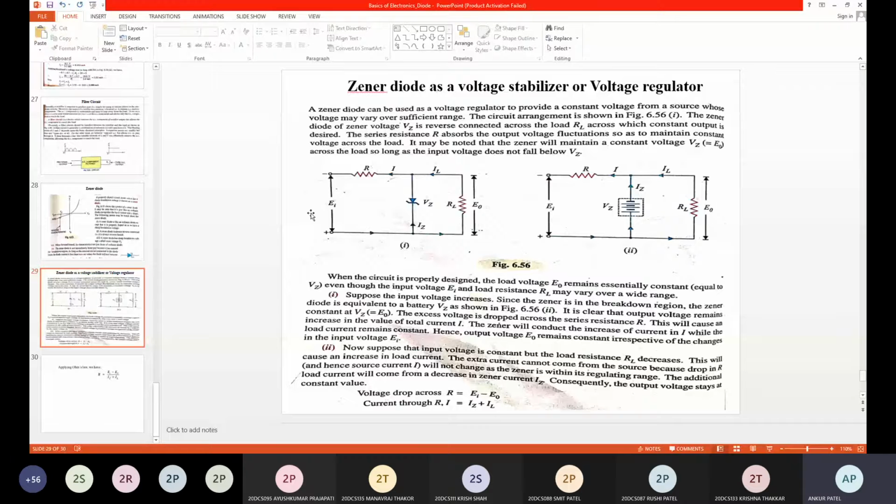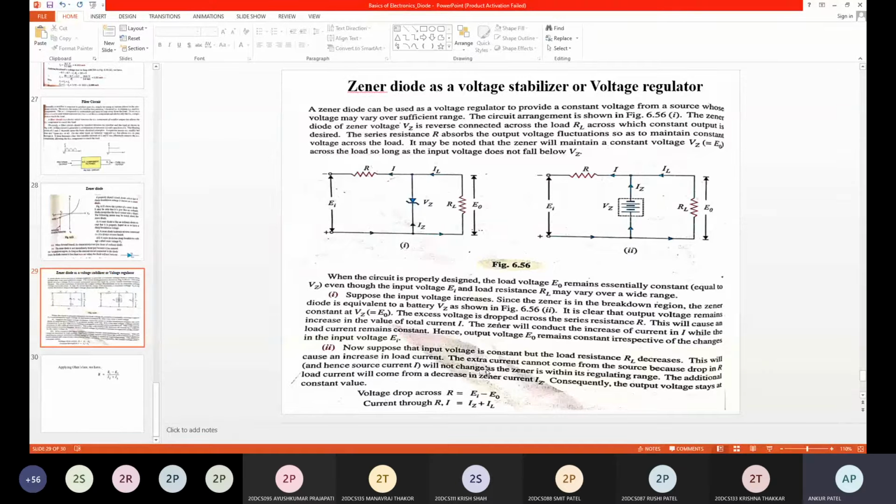But if we are varying this load resistance, then what will happen? There should be an increase in the load current. If we are decreasing the load resistance, there is an increase in load current. Okay, so this is the second condition.